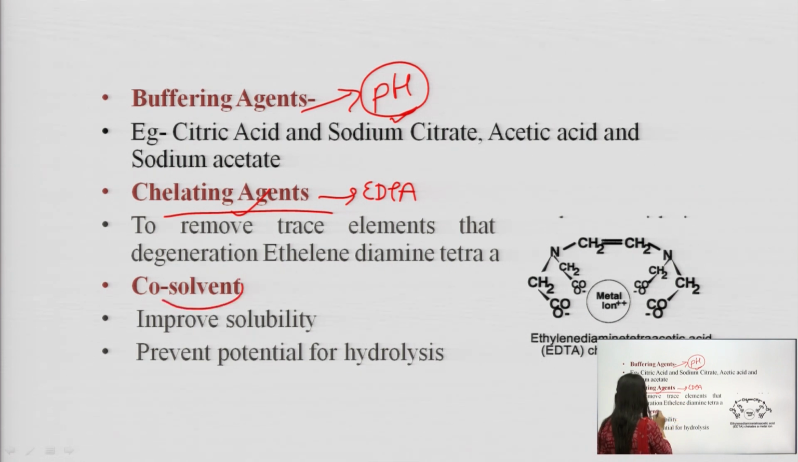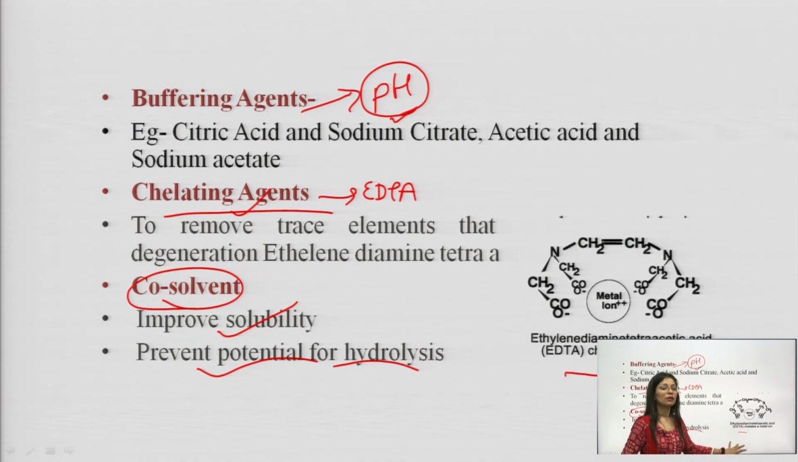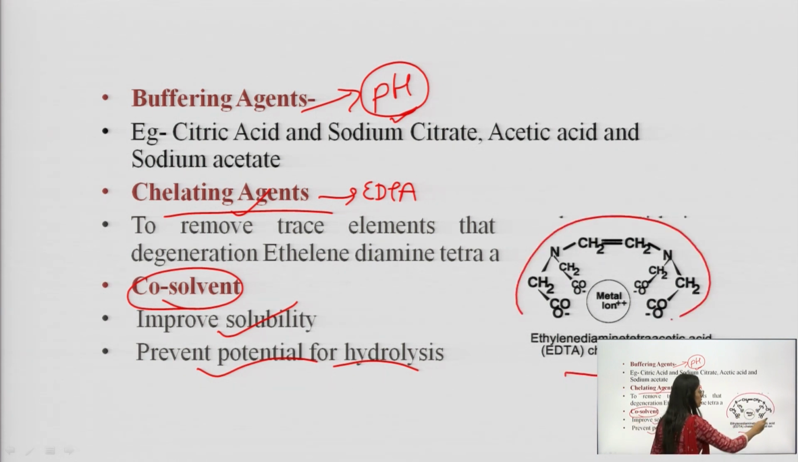Co-solvents. What does a co-solvent do? A co-solvent is a helper. Adding the helper improves solubility. Obviously, it improves the solubility and prevents the potential for hydrolysis. Here you can see the structure of EDTA.